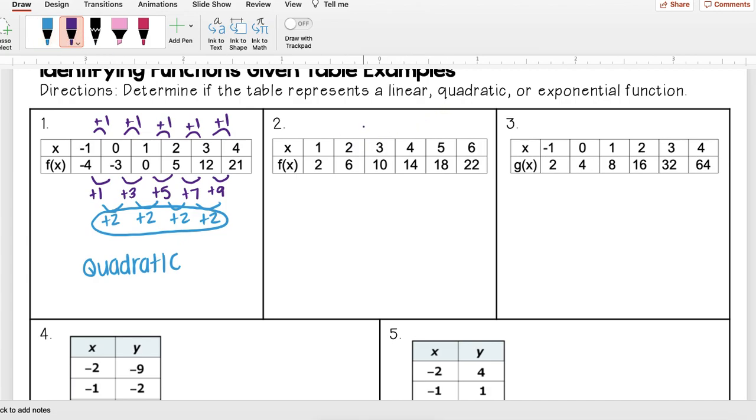Okay, let's try another one. So here my x's again are going up by 1. For my y's, to get from 2 to 6, I add 4. 6 to 10, I add 4. 10 to 14, 14 to 18, 18 to 22. I see this is all the same. I see that my x's all go up by 1. And so when it's the constant with your x and your y, that means that this one is going to be linear.